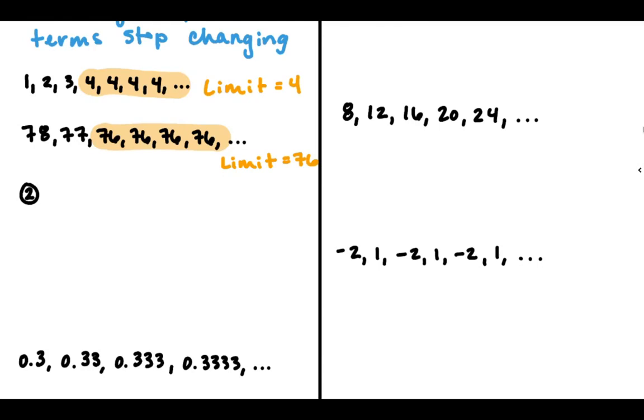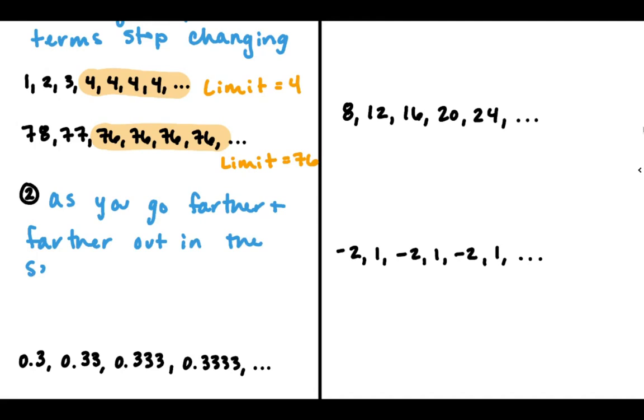But we're not so lucky to have it be the case that every sequence at some point stops changing. Some sequences never stop changing, but they can still have limits. They could still have a long run value. This idea is a little bit more abstract, but a sequence could also have a limit if, as you go farther and farther out in the sequence, the terms approach a single number.